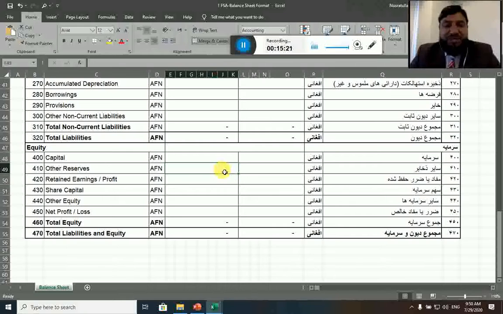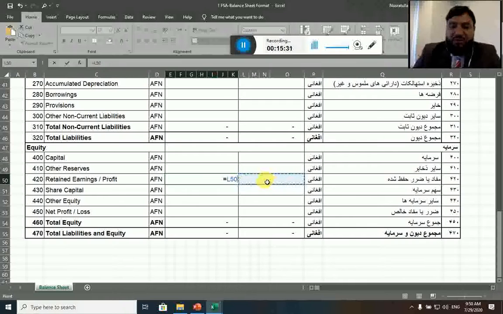If the company has other reserves, right, we report them here. In retained earnings, it's the retained earnings of the previous year plus the net profit of the previous year, which equals the retained profit. Share capital, if we have issued any shares, is written here. Other equity is written here. Net profit is basically taken from the profit and loss statement, right? Net profit is taken from there.